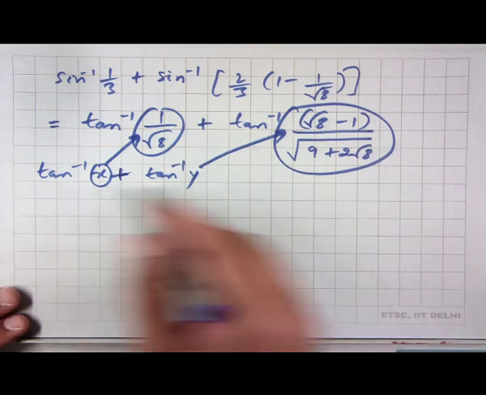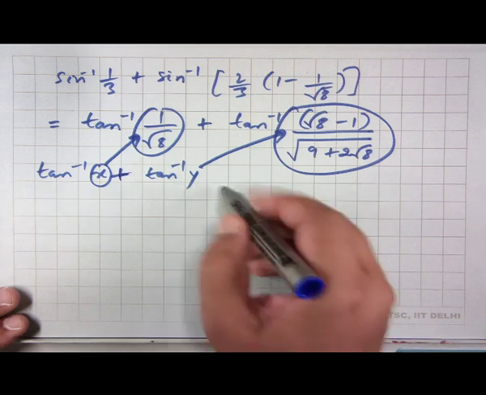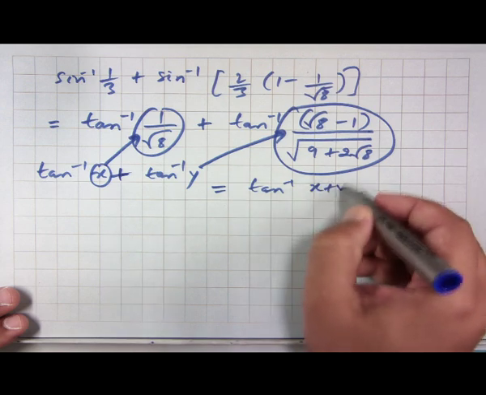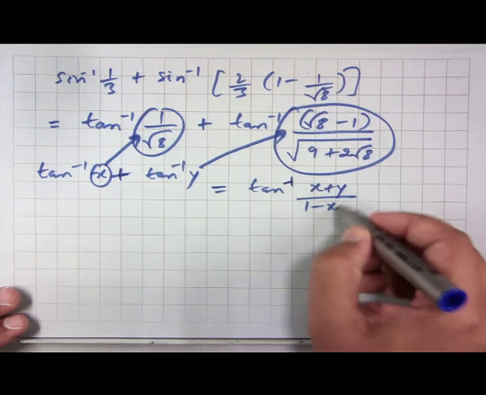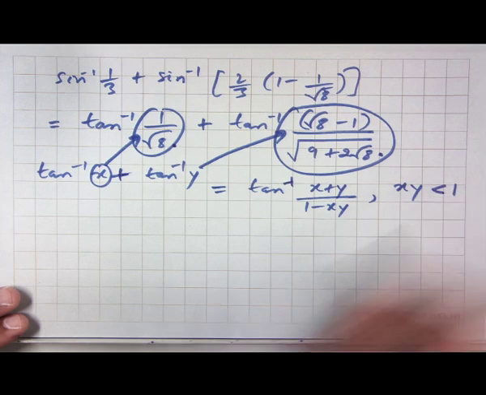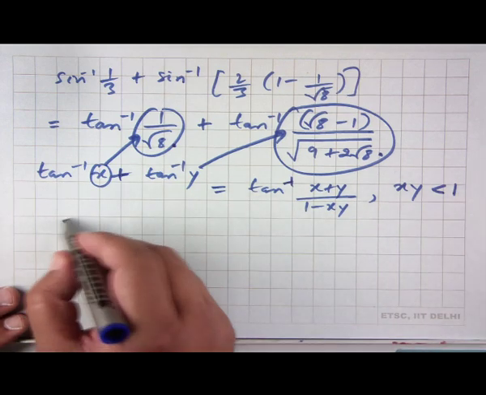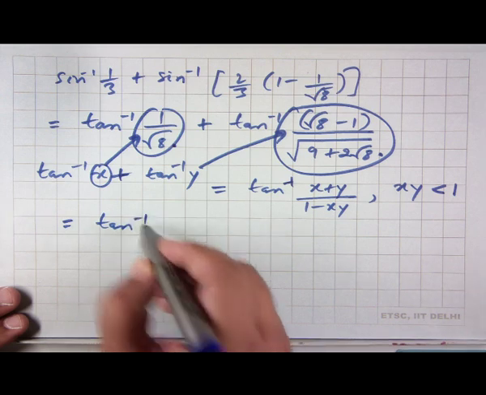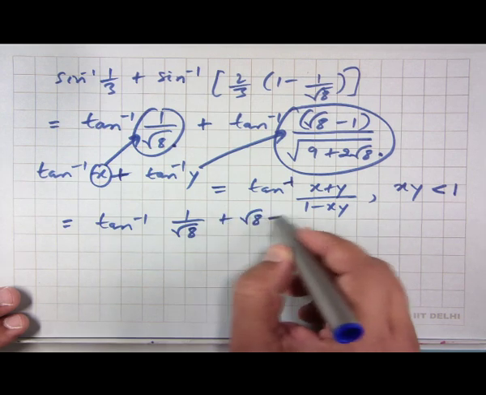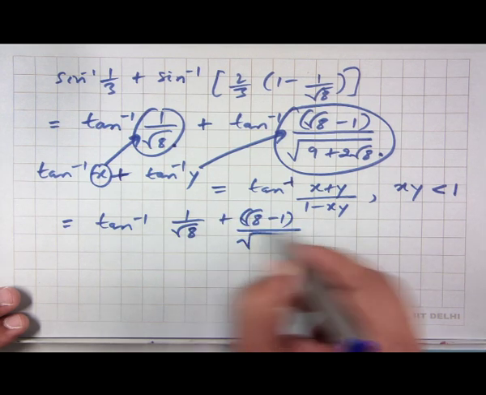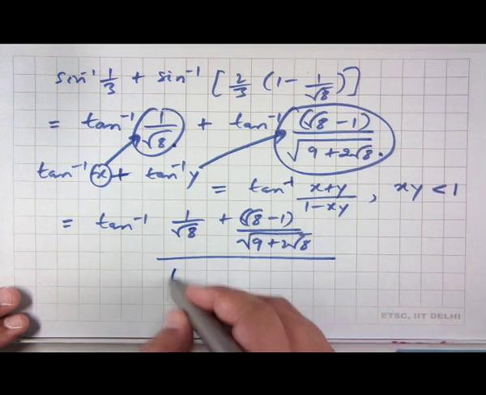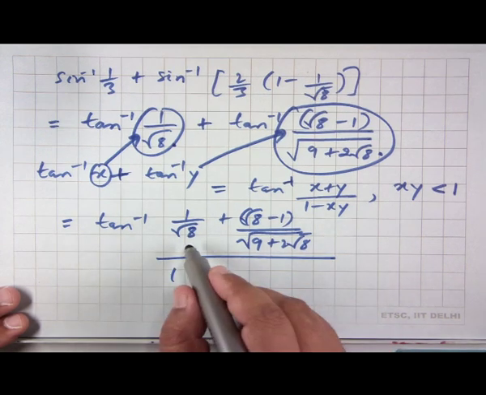So, that means that for tan inverse x plus tan inverse y, I can use this formula: tan inverse of x plus y by 1 minus xy. This is because this times this, which is x times y, is less than 1. And then it becomes very easy, because then we can write it as tan inverse of 1 by square root of 8 plus root 8 minus 1 by root of 9 plus 2 root 8 over 1 minus, and then 1 by square root of 8.